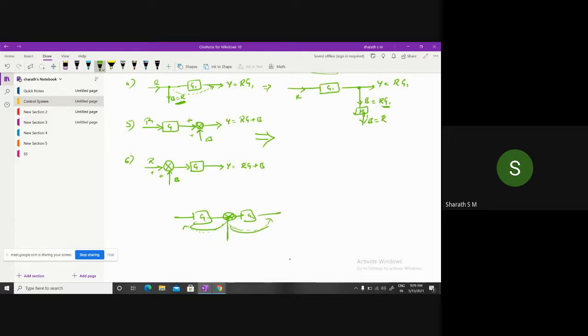So for those kinds of cases, just look at here, y is equal to rg plus b. So here at this intermediate point, we have rg, and here we have the variable b, so that y is equal to rg plus b. So now once we shift the summation point to the left, I'm going to shift the summation point to the left. So the output we need to maintain is y is equal to rg plus b.